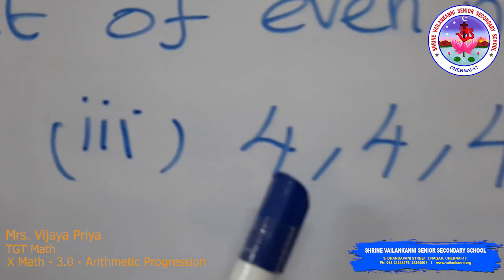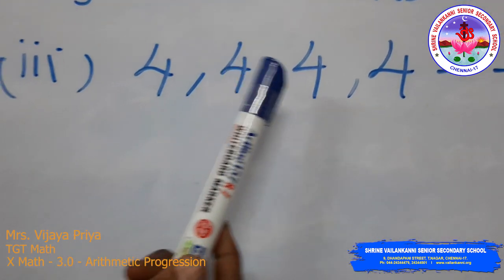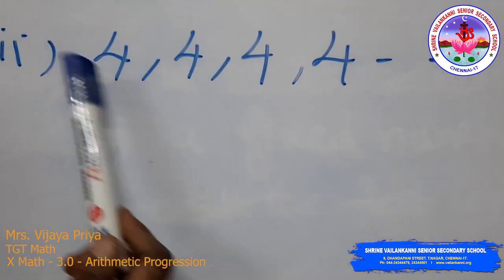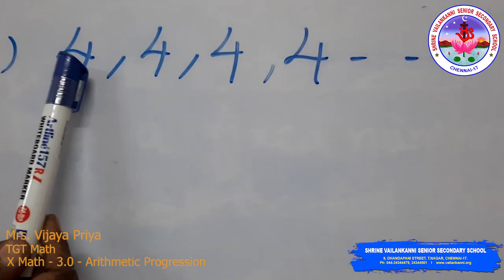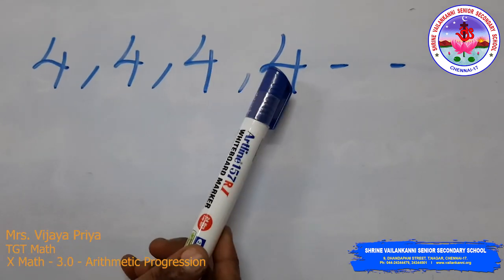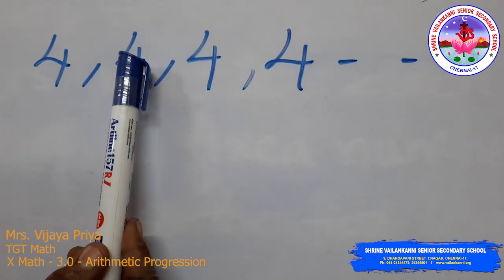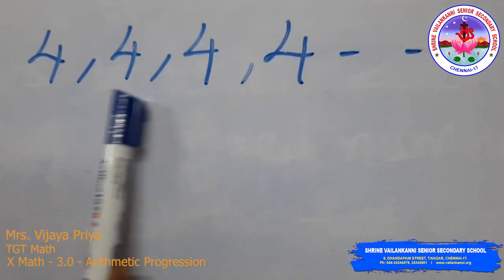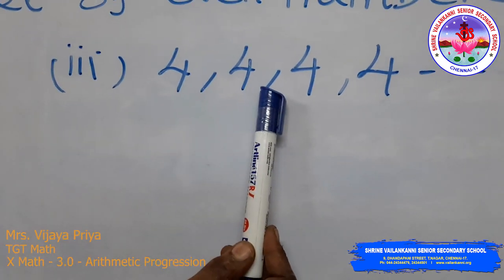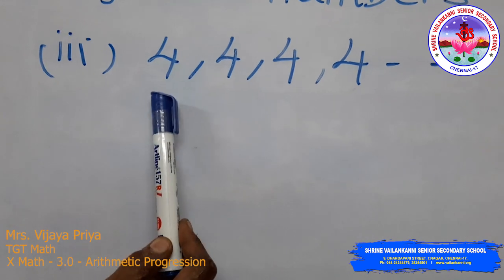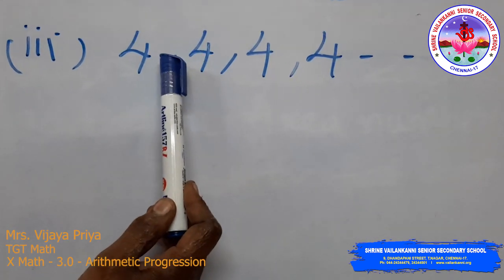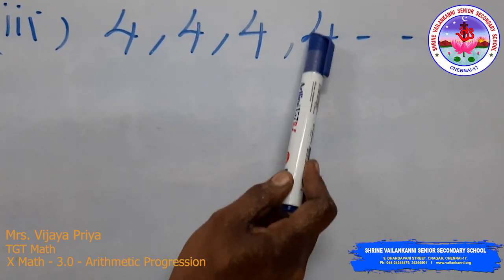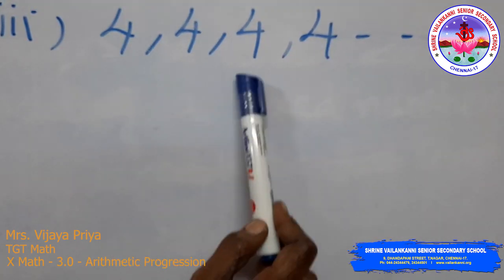Third one, I am giving the sequence 4, 4, 4, 4, etc. Can you tell me if this forms an arithmetic progression? Yes, because each and every term can be obtained by adding 0 to the previous term. So in this sequence, my common difference is 0 and my first term is 4. This common difference 0 is added to the preceding term to give the succeeding term, so this sequence is an arithmetic progression.